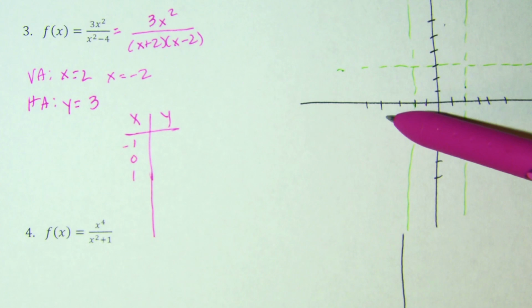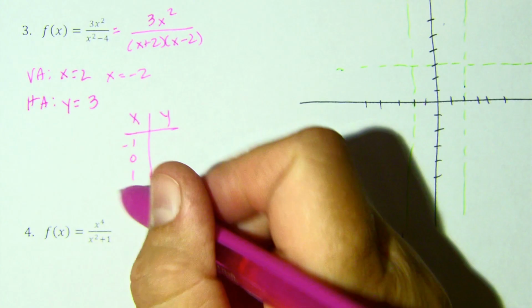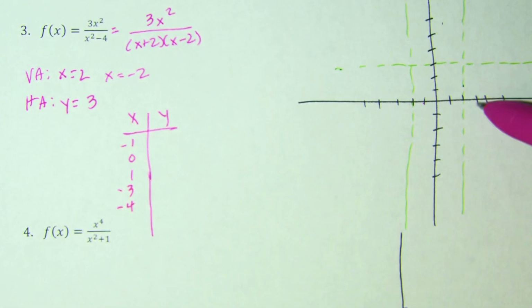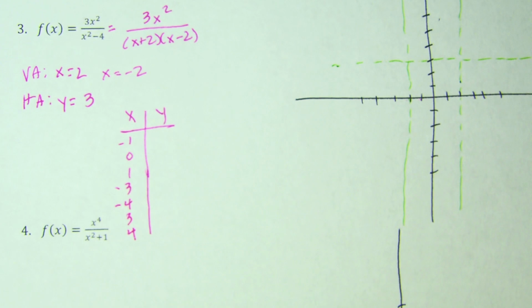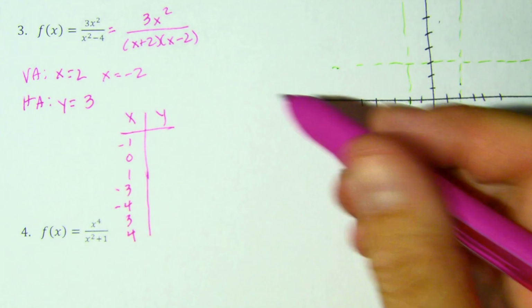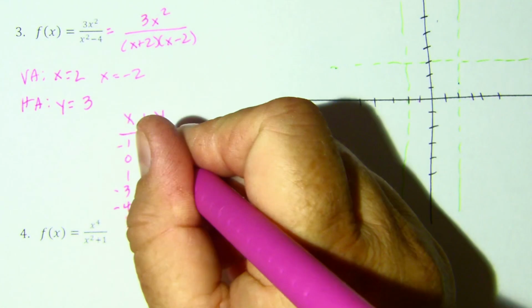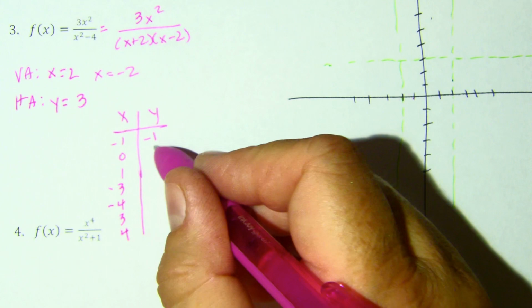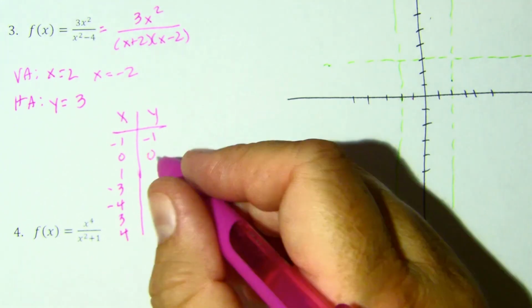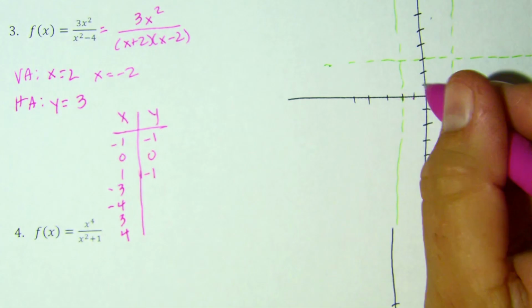And then I'm going to plug in a couple points over here. -1, -2, so -3 and -4. And then I'll do 3 and 4 on the side. All right, and just for the sake of time, plugging these in, I'm going to go ahead and tell you what they are. When I plug in -1, I get -1 to my function. Plugging in 0, I get 0. And then plugging in +1, I also get -1. So I can go ahead and plot those points.